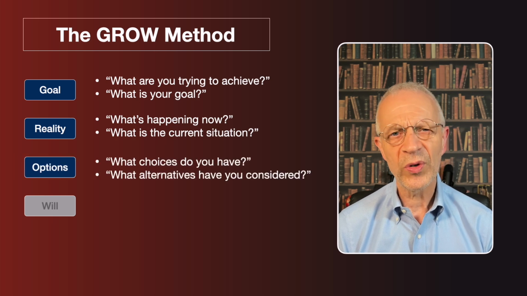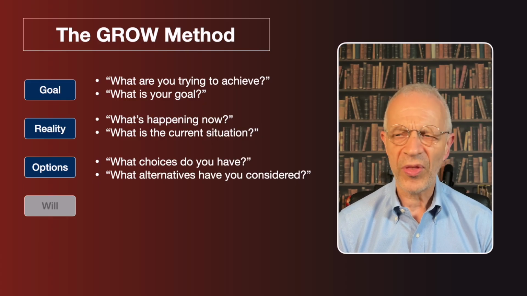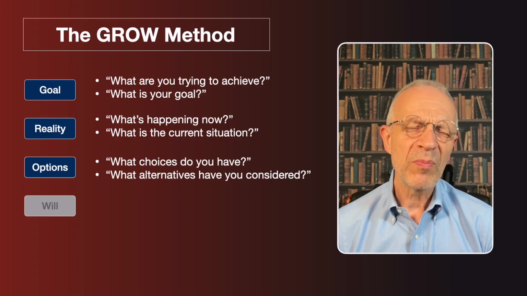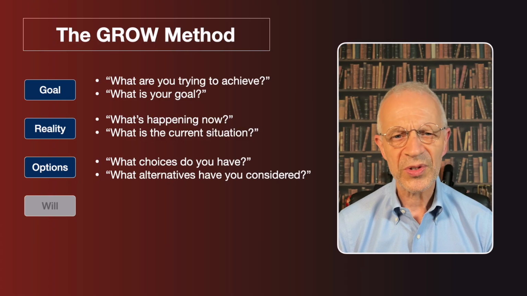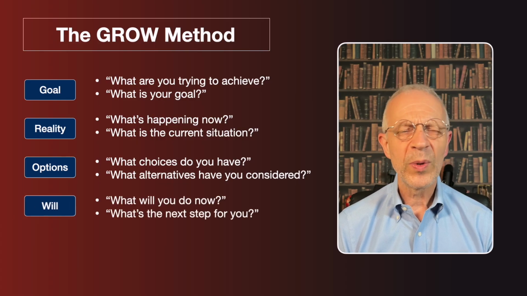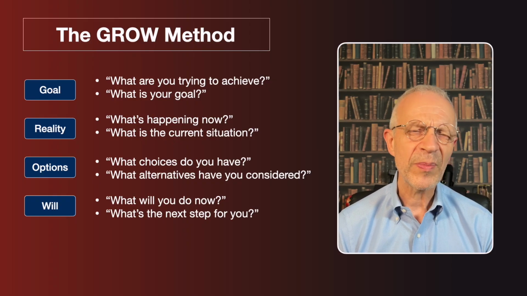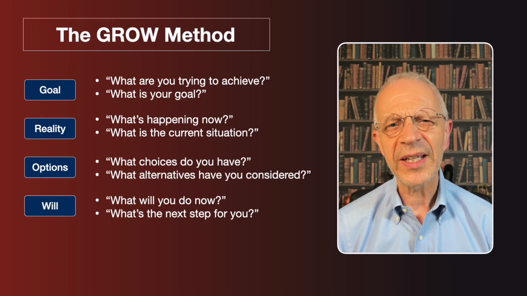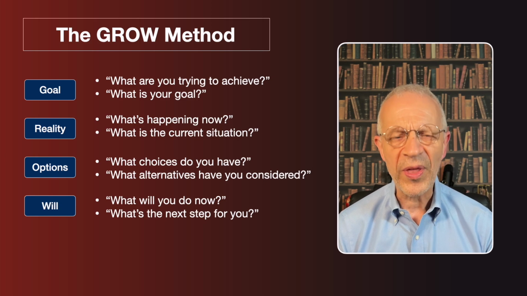Options, you're asking what choices the coachee, the other person, thinks they have, what things they have considered. And also through your questioning, you're going to promote the idea that they can come up with more choices or more options or more solutions. And then you'll move on to the will. And the will is all about what you're going to do now. What's the next step for you? Will in this case could also mean way forward or wrap up, but it's really about the coachee making their own action plan rather than you making an action plan for them.